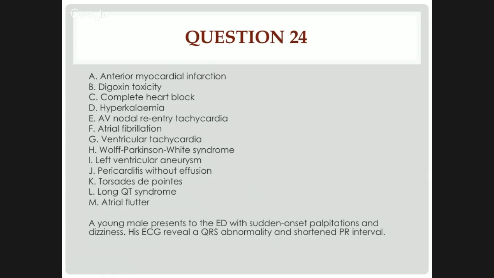Next along, young male presents to ED with sudden onset palpitations and dizziness. His ECG reveals a QRS abnormality and shortened PR interval. Pericarditis, we've had. So shortened PR. Long QT, no. Does that ring any bells? So out of all of those. How about one of the weird ones? It is Wolff-Parkinson-White. So what's the QRS abnormality I'm hinting at there? If I wrote it, it would have been way too obvious. No Q. So you get delta waves, which is that smooth sort of upgoing R wave.